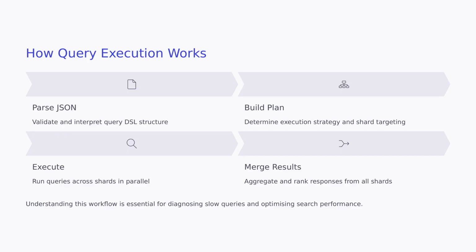Ever wonder how query execution actually works behind the scenes? It all starts with parsing the JSON and validating the query DSL structure. Next, a plan is meticulously built to determine the execution strategy and shard targeting. Then, it's time to execute, running queries across shards in parallel for optimal efficiency.